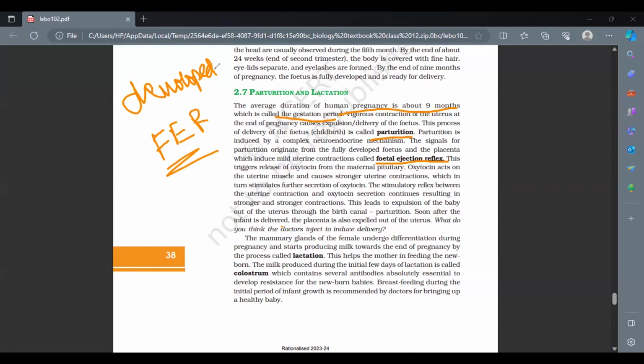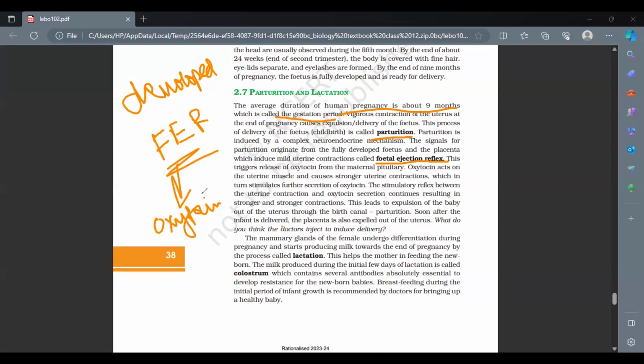Now, when this contraction starts, it triggers a certain chain reaction. When this fetal ejection reflex is there, it leads to the release of a hormone called oxytocin. This oxytocin is released from the maternal pituitary, the mother's pituitary gland. Oxytocin increases the uterine contraction.